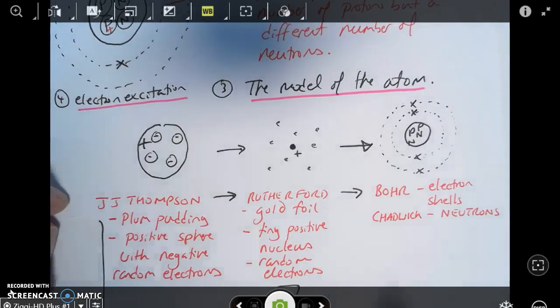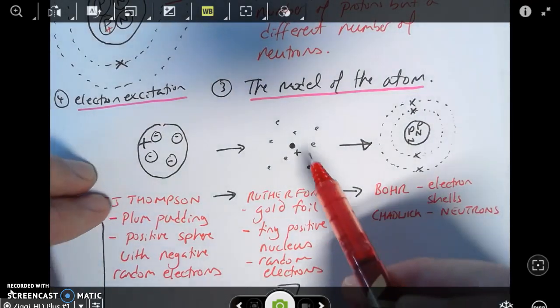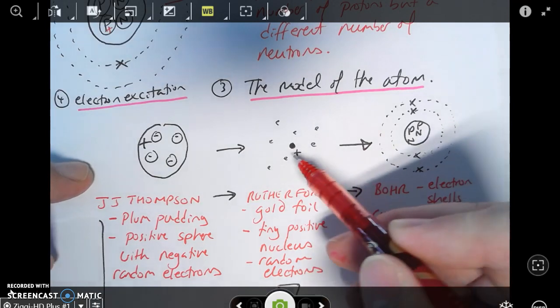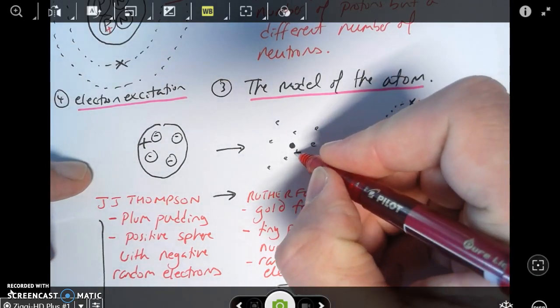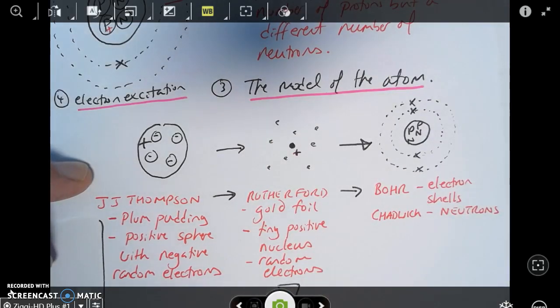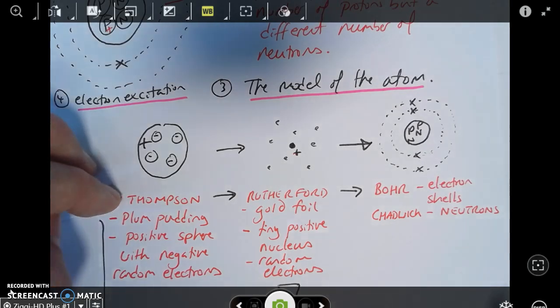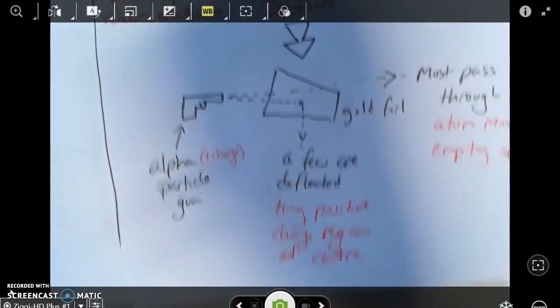This was developed by Rutherford, who did an experiment involving some gold foil, which we'll talk about in a minute, and that led him to decide that the atom actually had a very small nucleus that was quite tiny, but was positively charged, and that electrons were somehow dotted around that in a cloud with a lot of empty space in between. Let's just have a quick look at Rutherford's experiment.